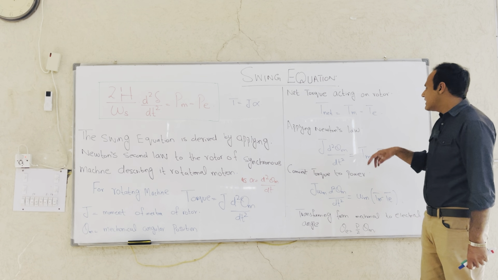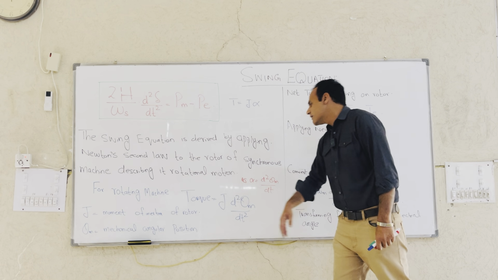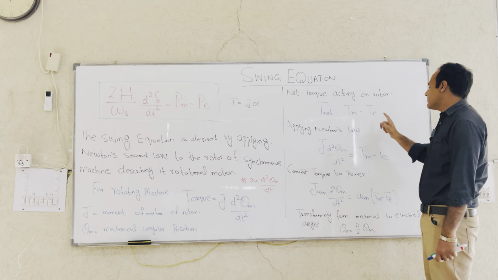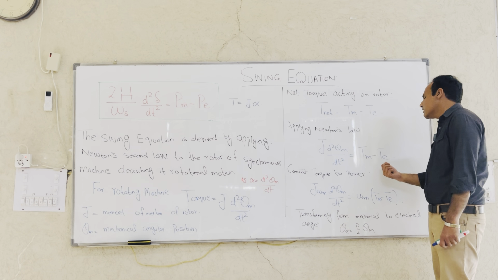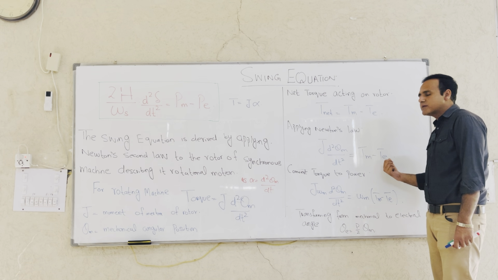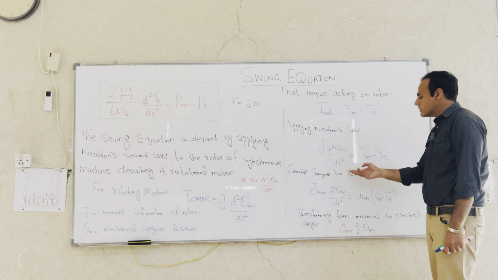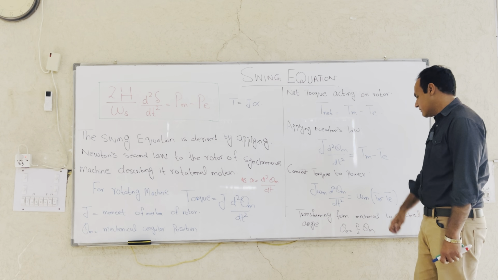We will replace the torque T with the net torque, which is Tm minus Te. So we write the net torque, Tm minus Te, on the right hand side of this equation, and on the left hand side we write J d square theta m by dt square.